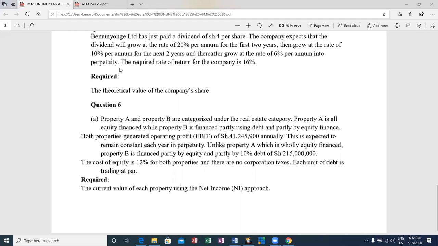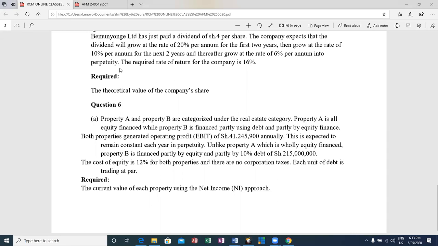So property A, value of equity will be equal to what? Are you able, ladies and gentlemen, to see the EBIT? EBIT, we are given. Property A and property B are categorized under the real estate category. Property A is all equity financed, while property B is financed using partly debt and partly equity. Both properties generated EBIT of 41,245,900.